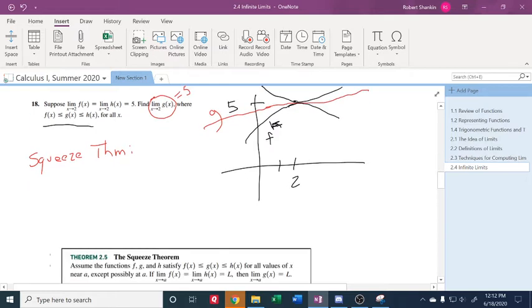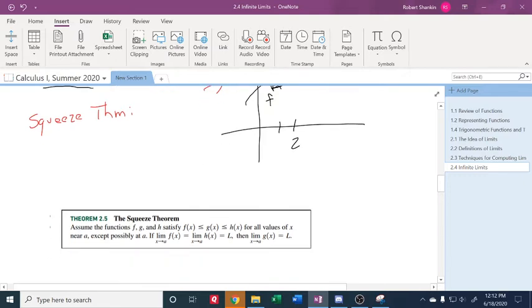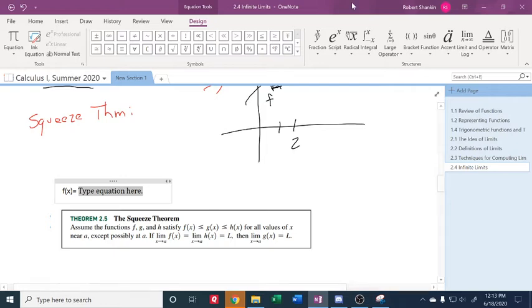And the squeeze theorem is used sometimes in cases like this, where you might have a function, like if you were taking the f of x equals cosine x, let me get it here.